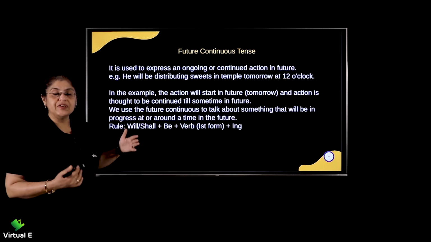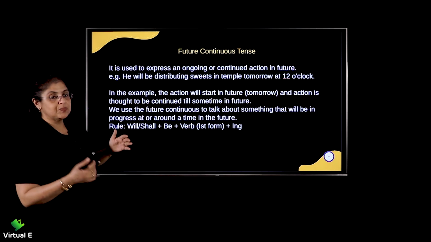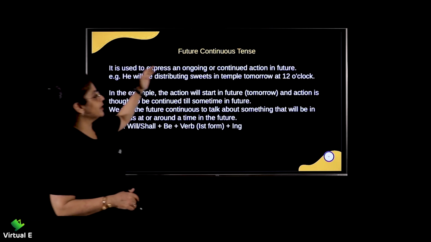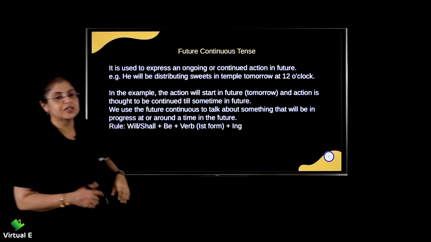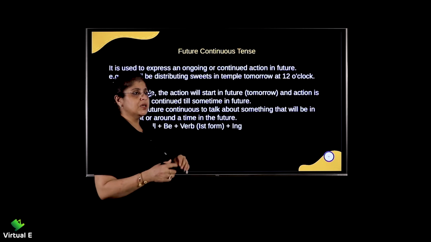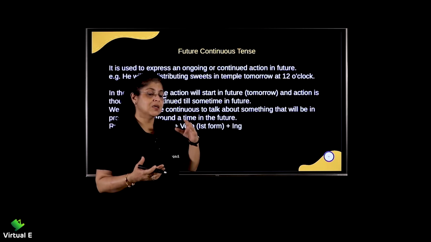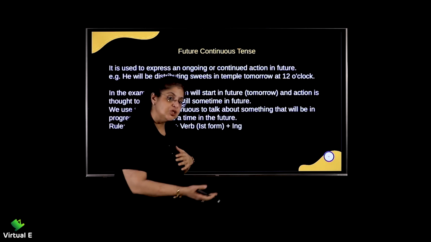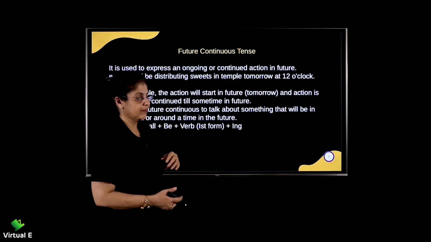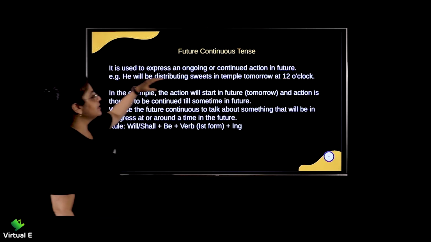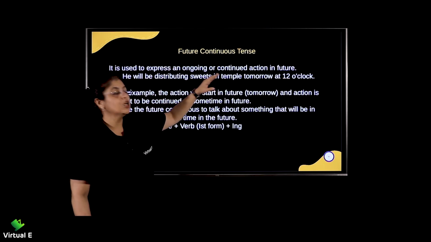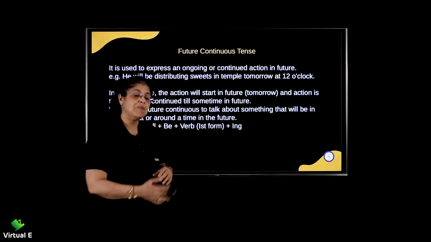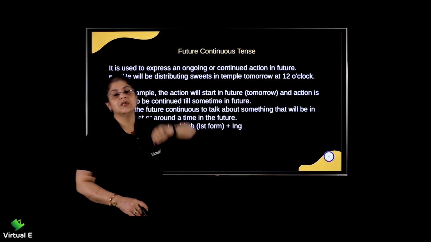Now, just like in order we have simple future, future continuous, future perfect continuous. So here we move on to our future continuous. It is used to express an ongoing or continued action in future. Like we spoke about past continuous, an action in the past which was continuing, future continuous, an action in the future which will be continuing, right? Let's look at this. He will be distributing sweets in the temple tomorrow at 12 o'clock. Now, this action will be happening tomorrow at a particular time, right?